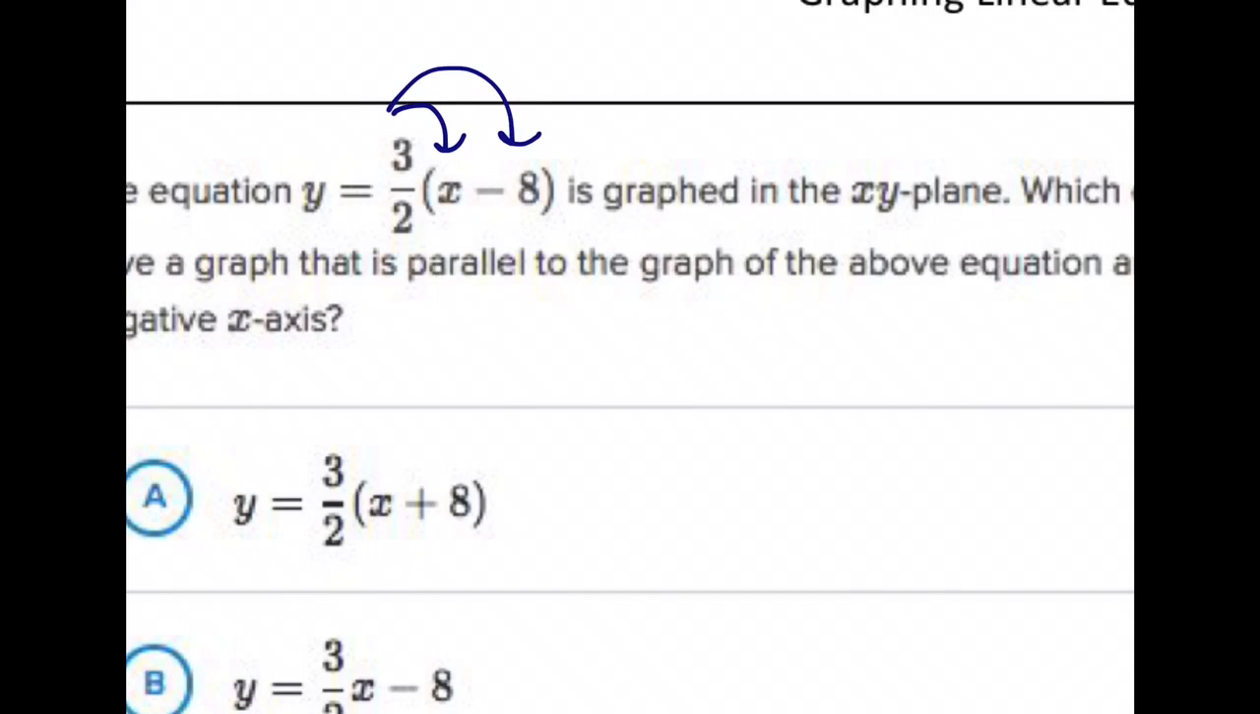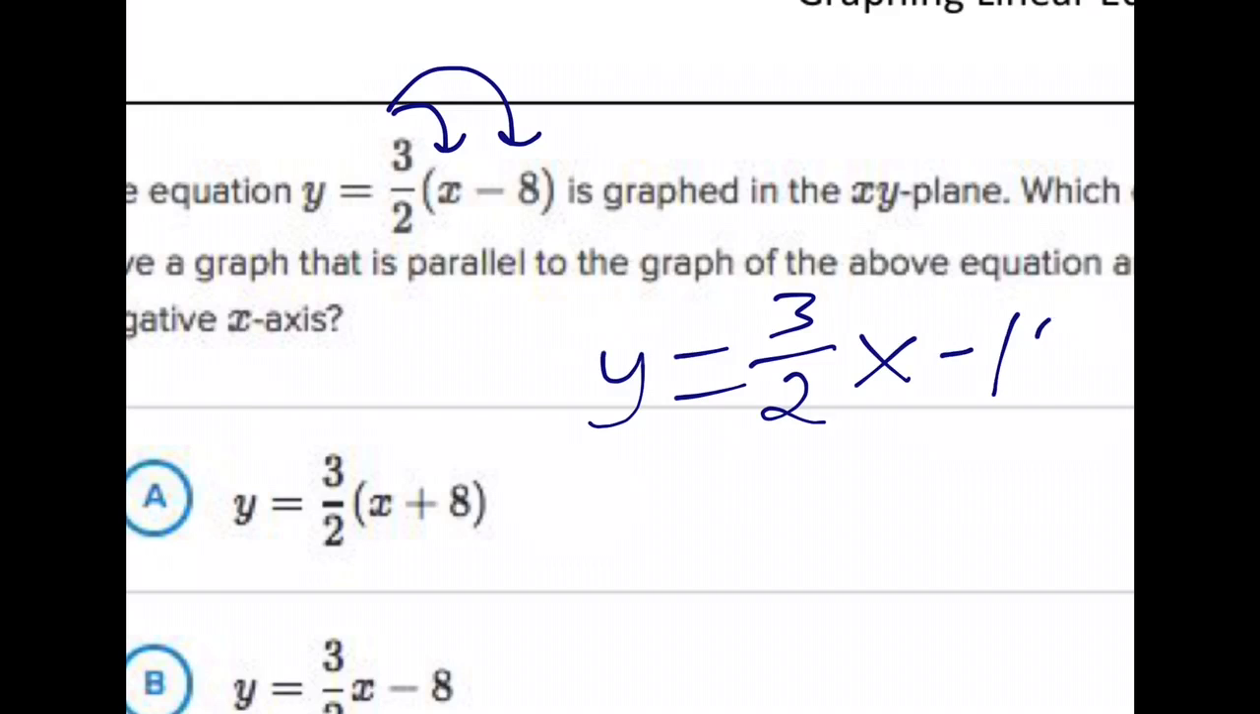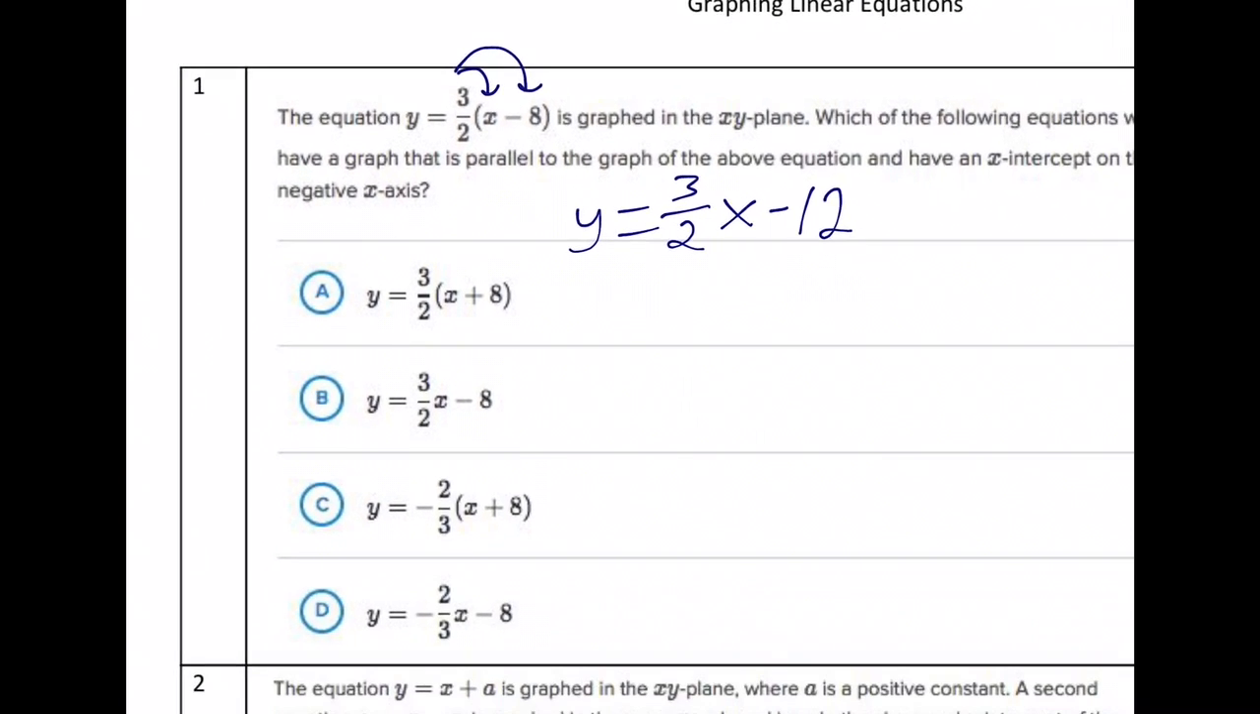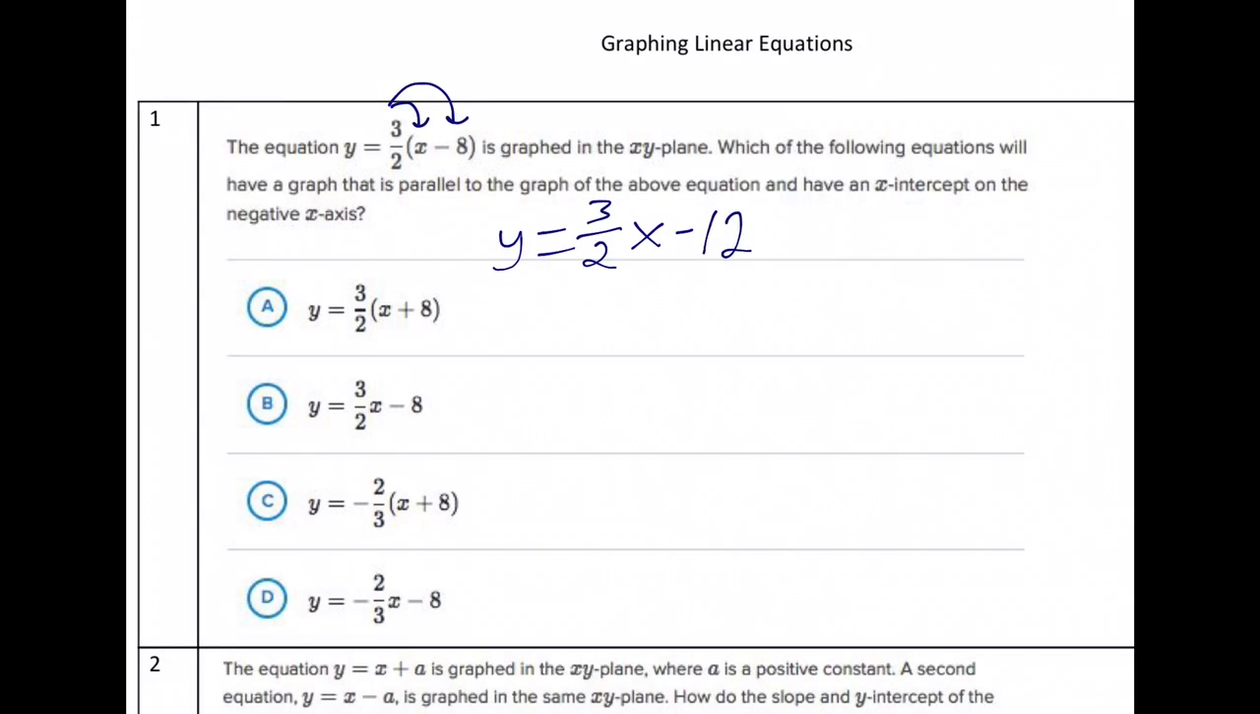First, let's distribute this 3 halves so that we get a more familiar looking equation. This becomes y is equal to 3 halves x, and 3 times the negative 8 is negative 24, divided by 2 is negative 12. We are looking for a graph that is parallel to this graph. And secondly, it has an x-intercept on the negative x-axis. So let's take those two conditions one at a time.